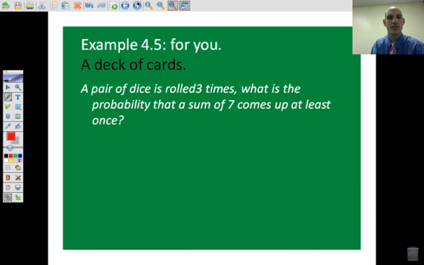Okay? I'd like for you to take that and figure out this one. Do the math and figure out, in three rolls, what is the probability that a sum of seven comes up at least once. Look back to the previous example and see if you can figure this one out on your own.